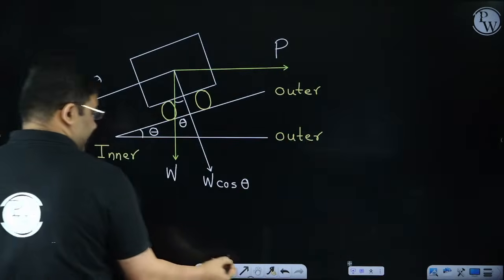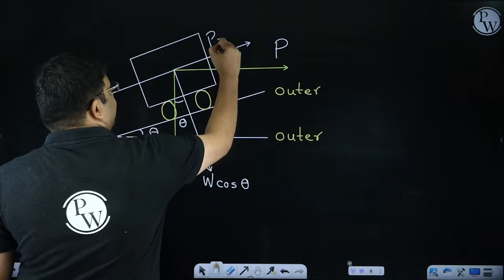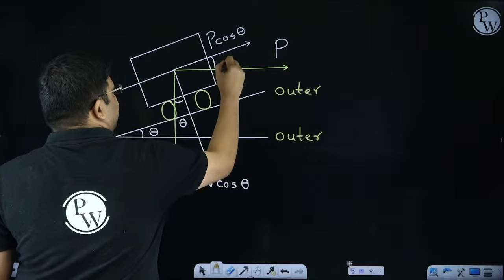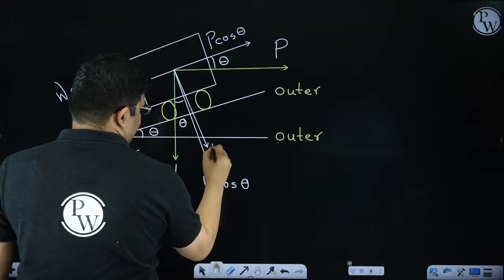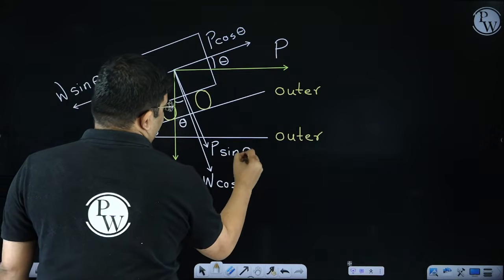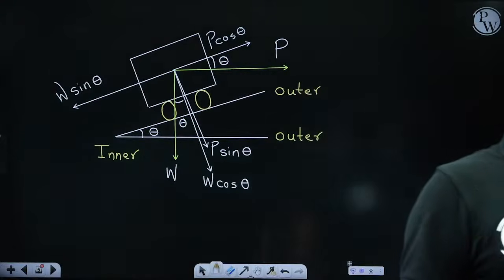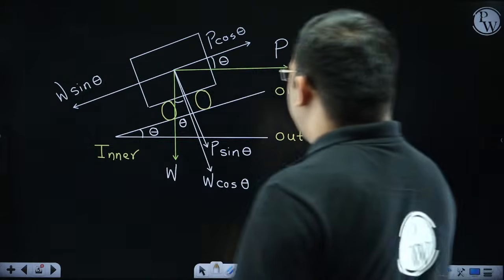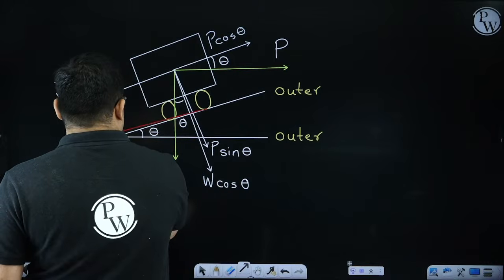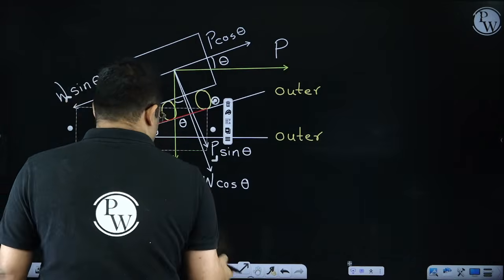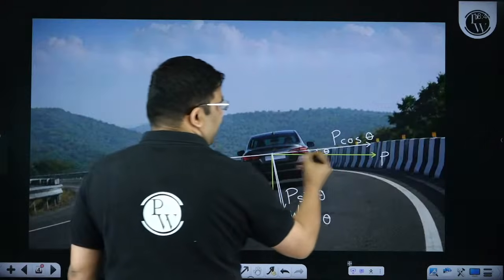Similarly, here also I'll draw the same thing. Here you see P cos theta, because this is theta, and then here it is P sin theta. Now you can see that this P cos theta will try to skid the vehicle outwards, and then what will happen? This W sin theta and the friction developed laterally will help in countering this P cos theta.